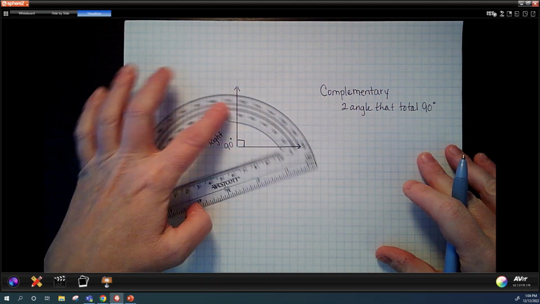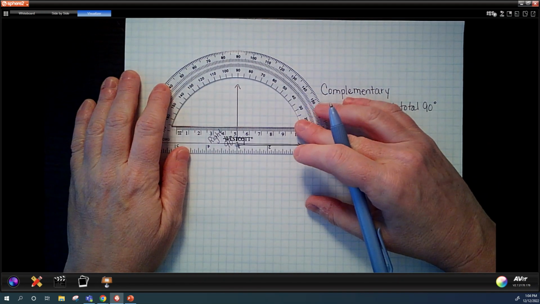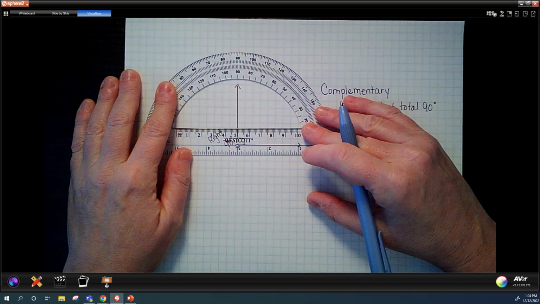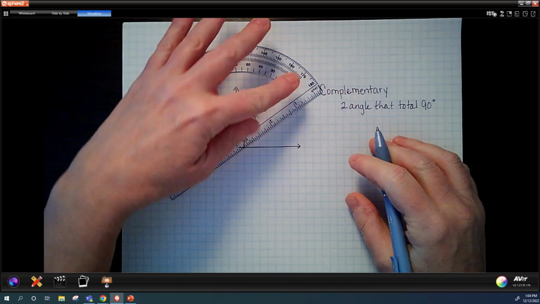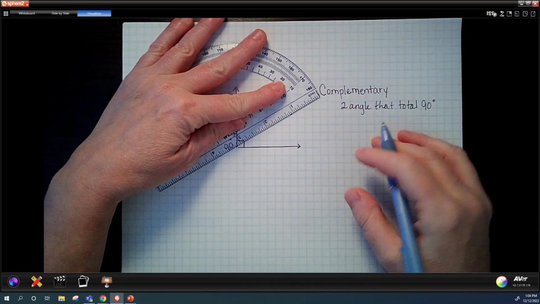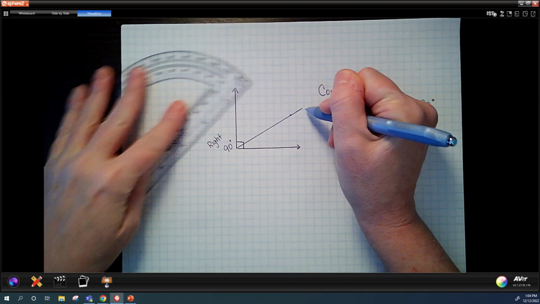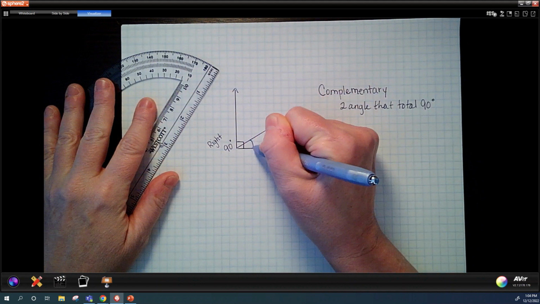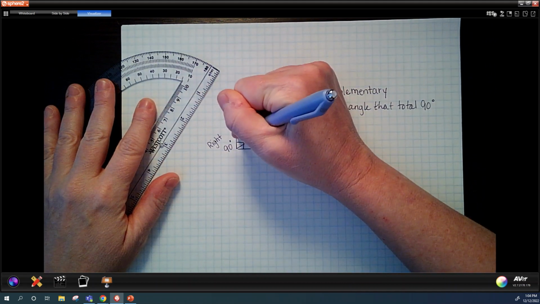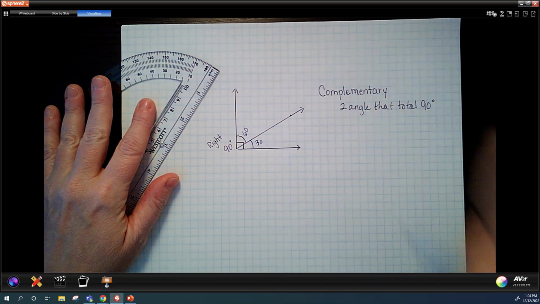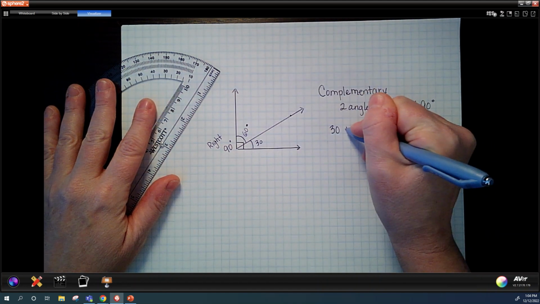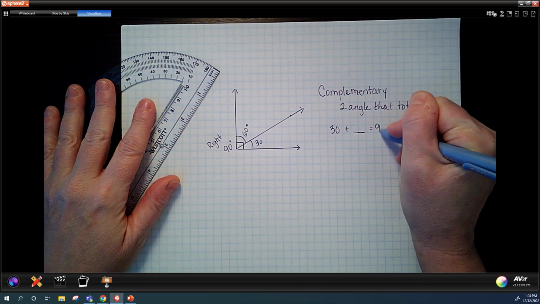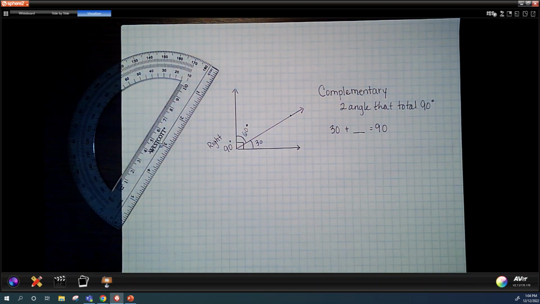So the example that we used in class was if I take this 90-degree angle and I make a 30-degree angle within it, we know this is 30 degrees, so that means this angle has to be 60 degrees. And that's because 30 plus something equals 90. So we know this, okay?